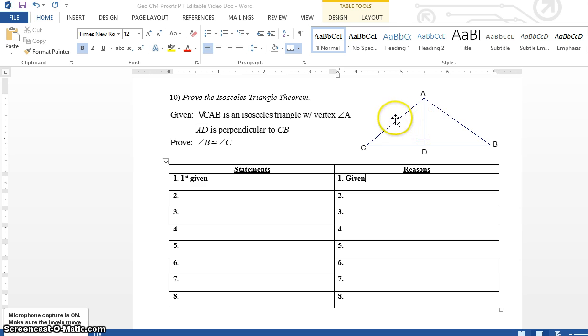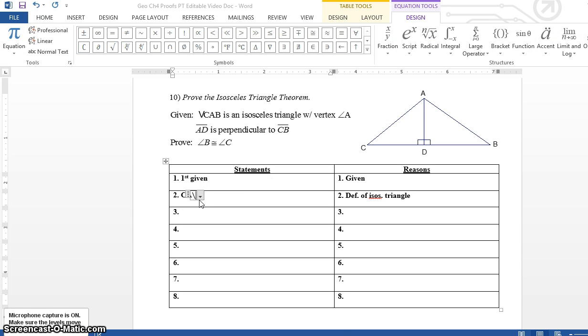Now, if this is isosceles, what do we know about isosceles triangles? The definition of an isosceles triangle is what? The sides are congruent. These two sides are congruent. So that's what I'm going to write. I'm going to say CA is congruent to BA. Alright, that's cool. What else can I see here? Well, let's start with the second given.